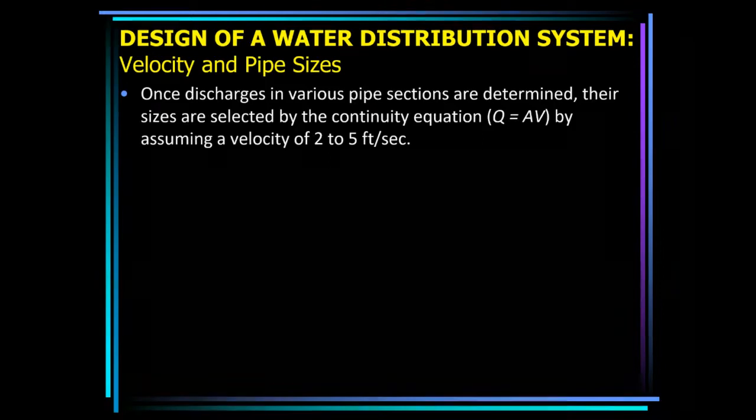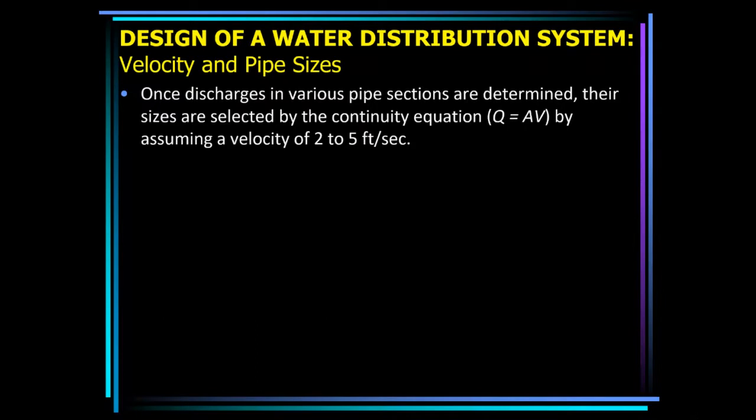So once we know the discharge in each pipe, we can now determine the size, that's the diameter, by using the continuity equation, by assuming a velocity of 2 to 5 feet per second, which is 0.6 to 1.5 meter per second. Because the flow is known, we assume a velocity and then determine the diameter of the pipe.